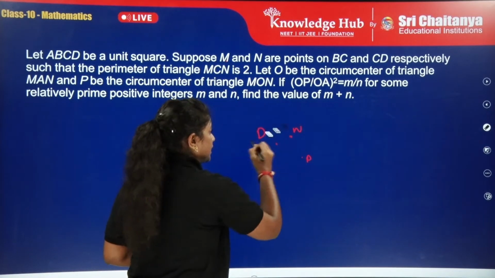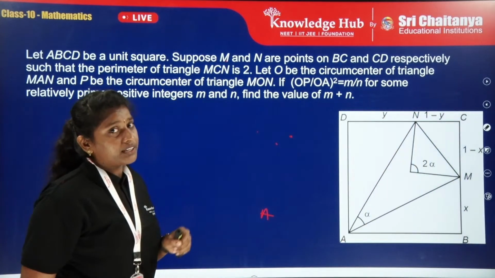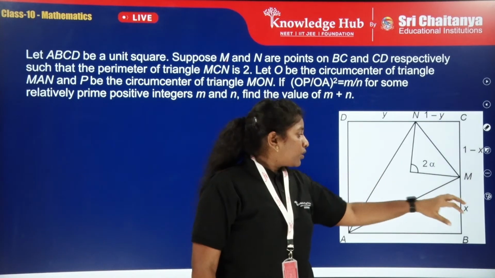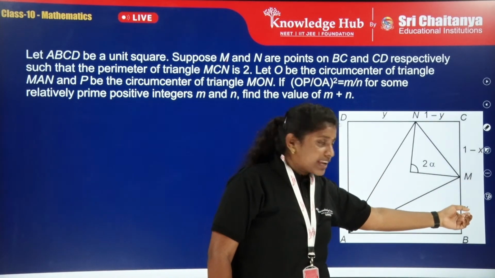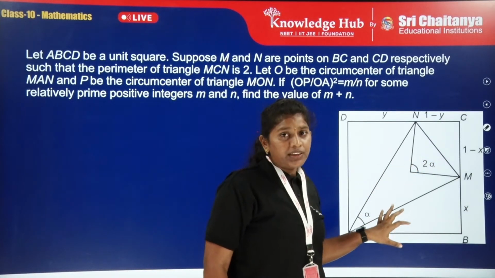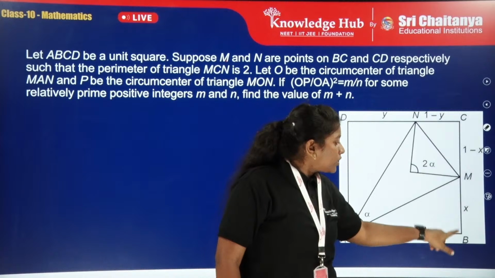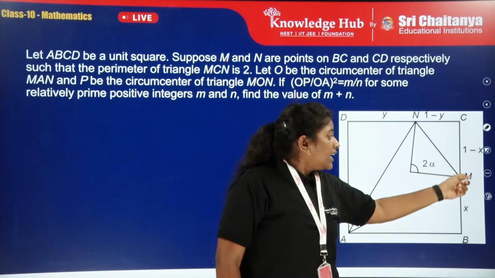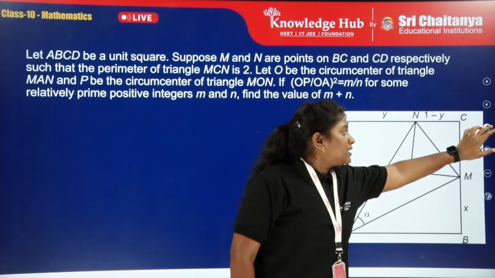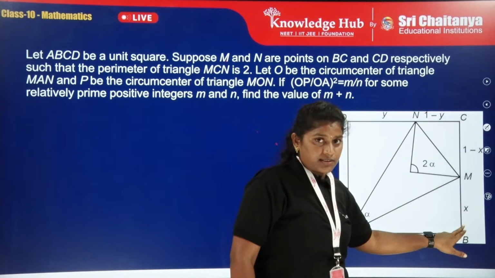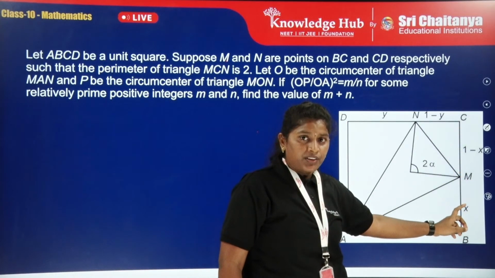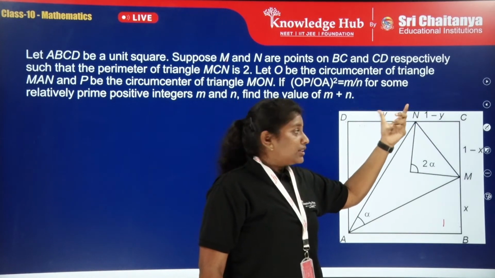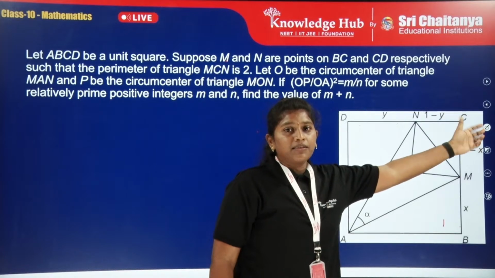So here we get the diagrammatic representation of the given information. I don't know what my BM value is, so I am going to consider it as X. They gave that ABCD is the unit square, so the total BC value will be equal to 1. If I consider BM equals X, then I will get MC equals 1 minus X, because the total length is 1. In the same way, I consider my DN value equals Y, then my NC value will become 1 minus Y.